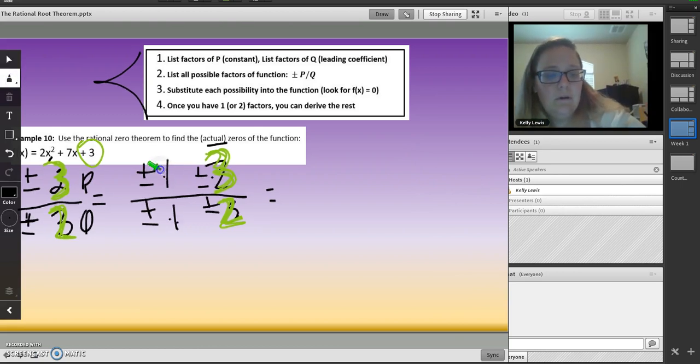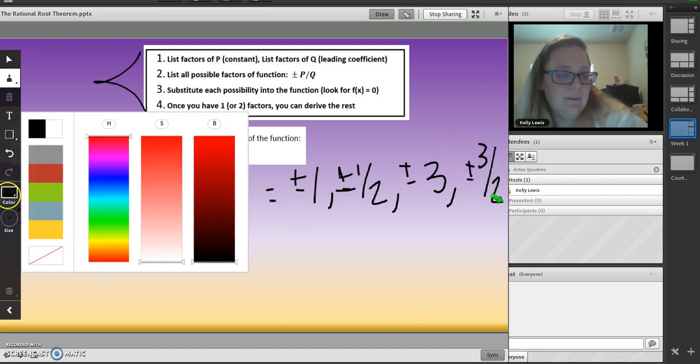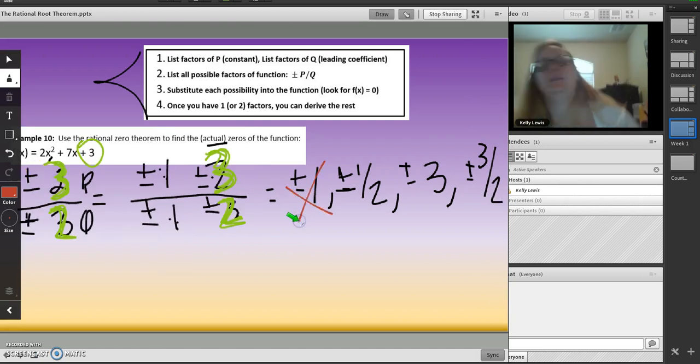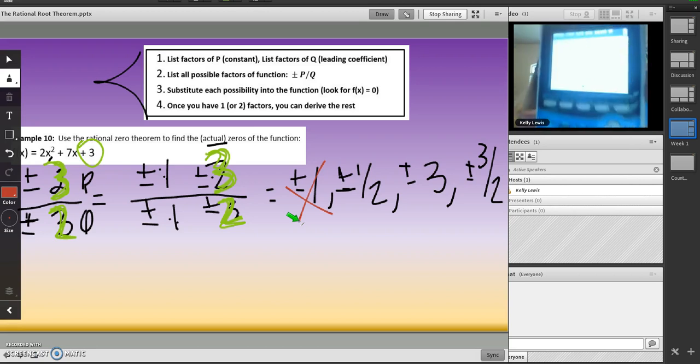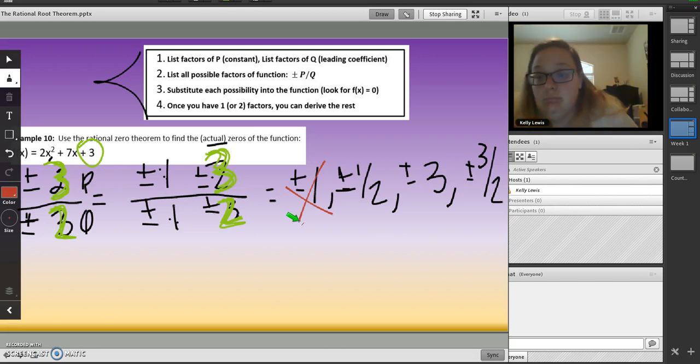Okay. 1 over 1 is 1. Then we have 1 over 2, 1/2, and 1/3. Then we have 3 over 1 instead of 2, and then we have 3 over 2 instead of 2. All right. We discovered 1 didn't work. Now let's try 3. 2 times 3 squared plus 7 times 3 plus 3. All right. Typed in 3. I get 42. Doesn't work. Totally fine.